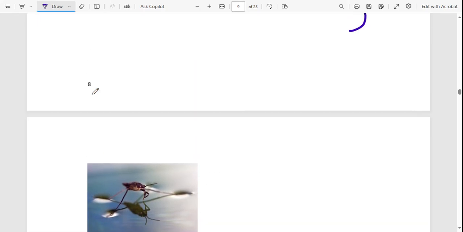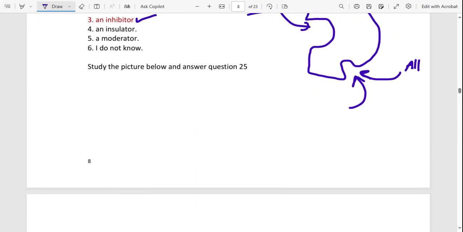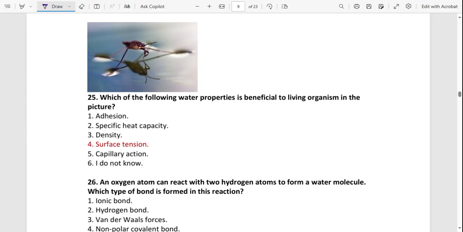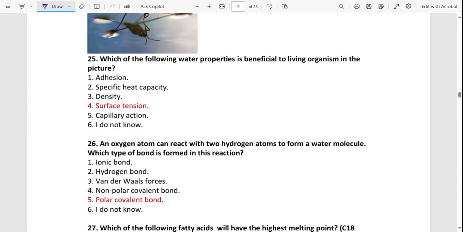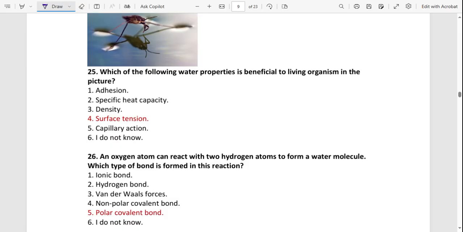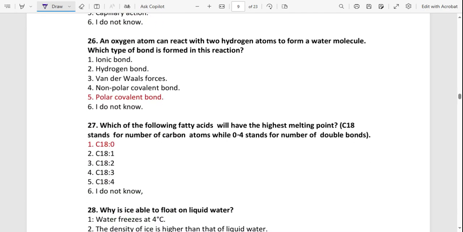And then the next question here, study the picture below and answer question 25. Which of the following properties is beneficial to living organisms in the picture? What makes insects be able to walk on water is surface tension. Surface tension is because of hydrogen bonds created by water molecules on the surface of water. So these water molecules are held by cohesive forces. So surface tension is due to cohesion.